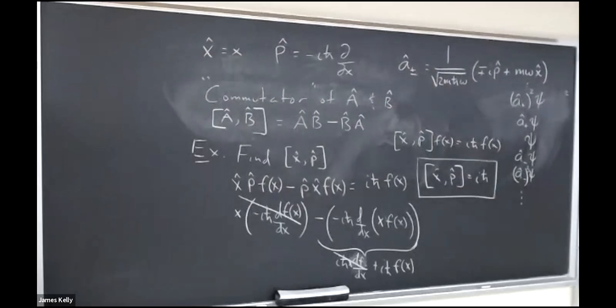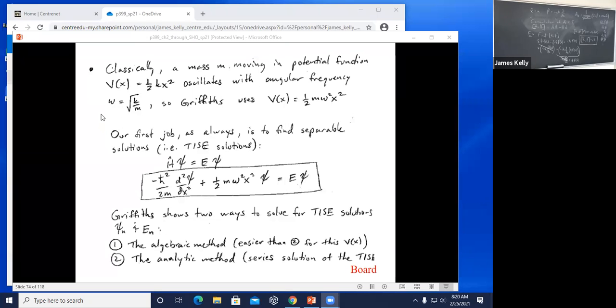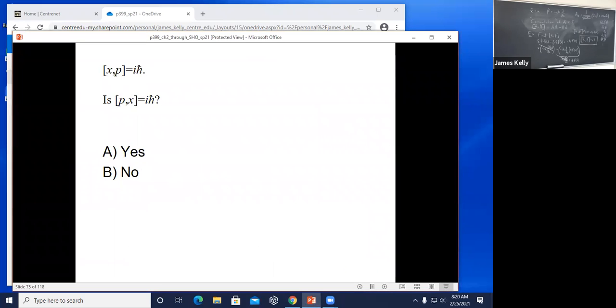My notes indicate that I have some sort of voting question here. We just found out that I didn't put hats on these operators, but usually, I think Griffiths puts little hats anywhere there's an operator, so these should really have hats on them. If the commutator between x hat and p hat is iħ, what's the commutator between p hat and x hat? Is it iħ, yes or no?